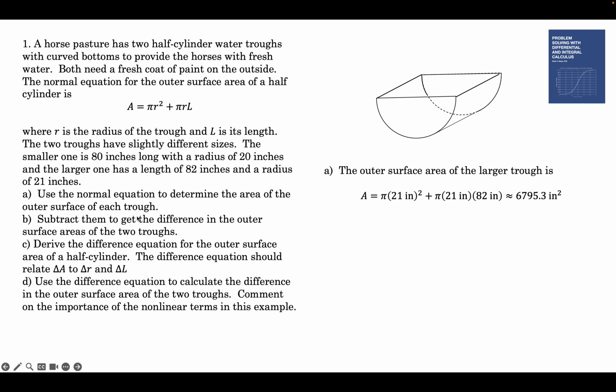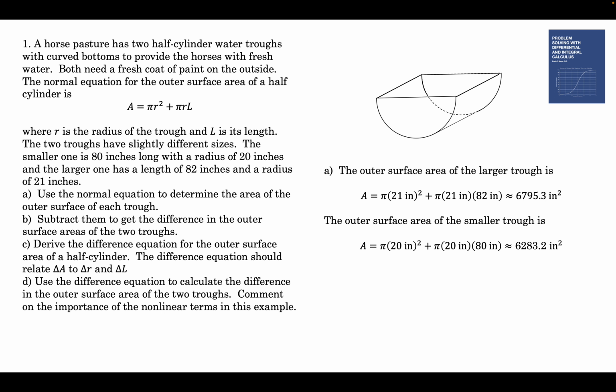So the radius is 21 inches for the bigger one. Length is 82 inches. We get about 6795.3 square inches. The smaller one is 20 by 80, so 20-inch radius, 80-inch length. We get 6283.2, a little bit smaller than 6795.3. We can subtract them to get the difference. It's about 512 square inches. Now we can tackle part C.